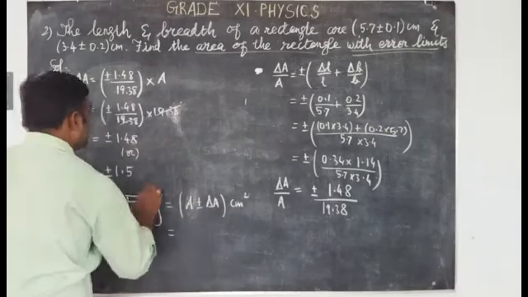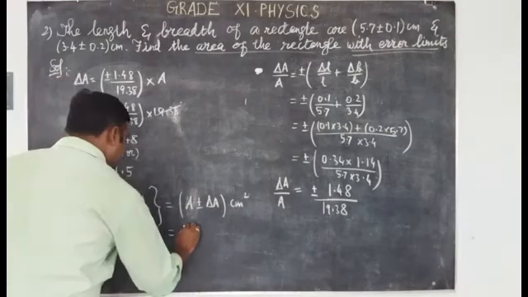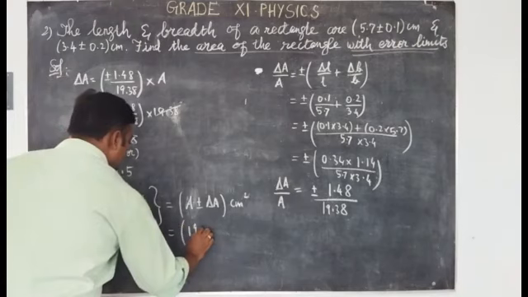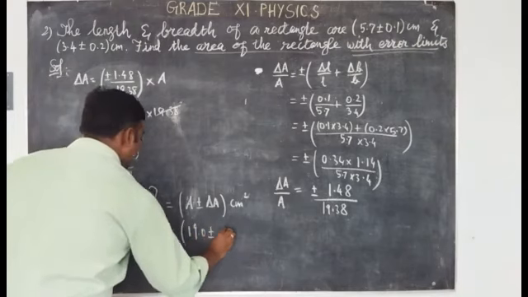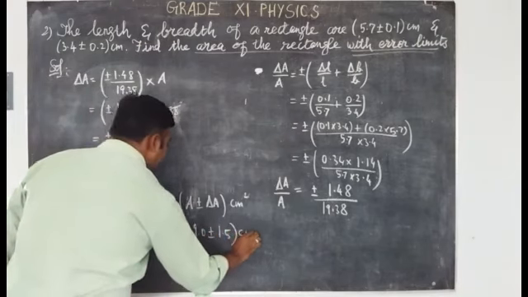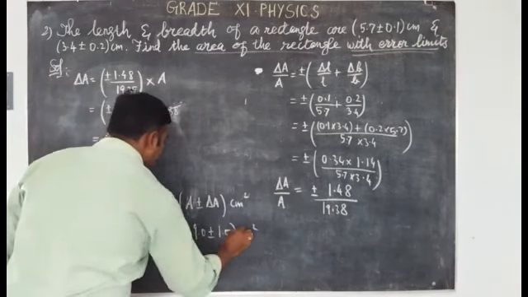What is the area? The area of the rectangle is 19, no? After rounding off, it is 19.0 plus or minus 1.5 centimeter square. This is the area, this is the error. It may be added, the maximum possibility is plus, but generally it is plus or minus.